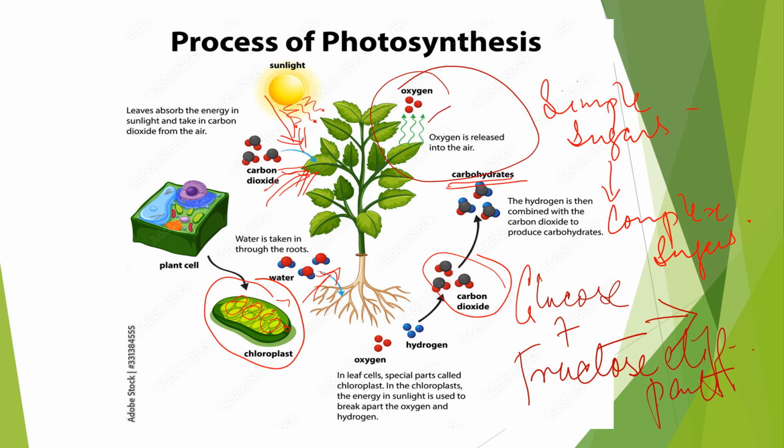The oxygen is released into the atmosphere, which is very much necessary for all living beings. We all know that we can't survive without oxygen. So oxygen is very important. This is the main process of photosynthesis. If you learn this with the help of this diagram, it will be very easy for you to understand the basic concept. So please understand with the help of this diagram. Let us move on to the next part.